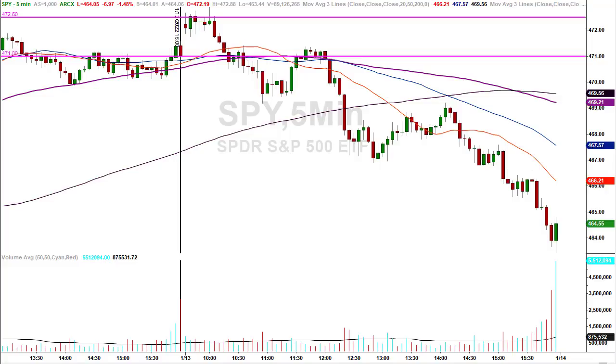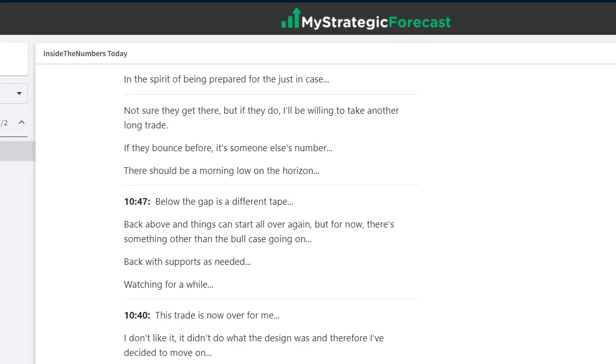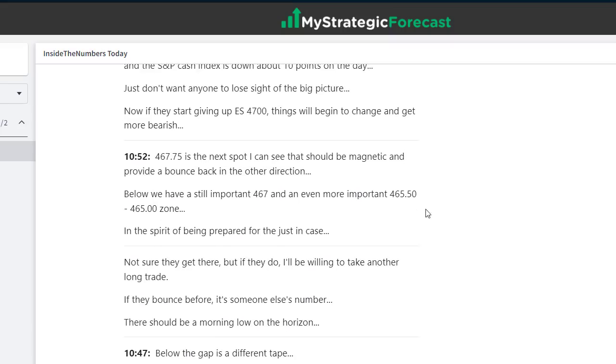And by the way, as we go through the notes, there's something else. There's another side to the other side. Let me scroll up a little bit and I'll explain what I'm talking about. Below the gap is a different tape, 1047. The point here is that you'll see where I say the door is open for these lower prices. Below that, meaning the gap, all kinds of stuff opens up in the southern direction. Below, we still have an important 467 and more important 465, 465.50 zone.